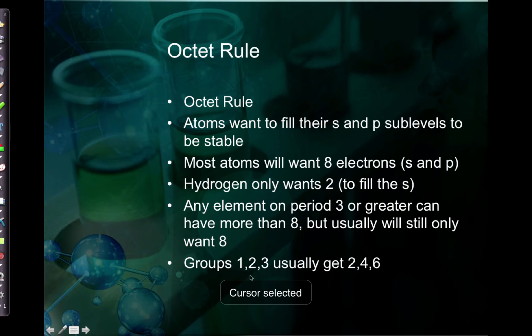Alright, so groups 1, 2, and 3. 1A usually wants just 2. 2A wants 4, and then 3A would want 6. So those are the exceptions to the octet rule. Most atoms want to have 8 electrons. So if we have a covalent bond, they're going to want to get 8 electrons unless it's hydrogen or groups 1, 2, or 3.